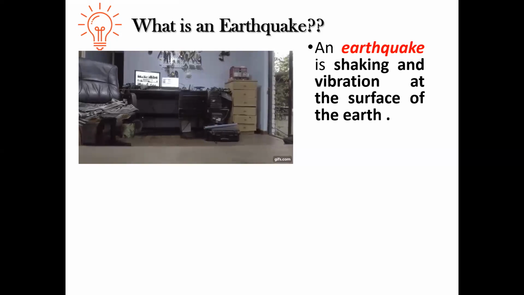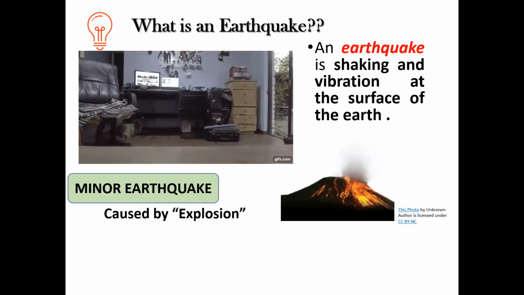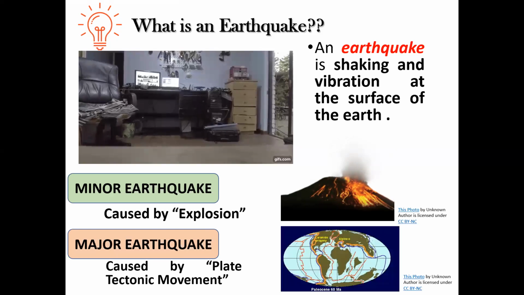Aside from knowing that an earthquake is the sudden shaking or sudden shifting of the ground, earthquakes could also be categorized into two. We have minor earthquakes that are caused by explosions, an example of which is a volcanic eruption. We also have major earthquakes, but this time caused by the movement of the tectonic plates. Whether it is a minor earthquake or major earthquake, every one of us should be prepared at all times.